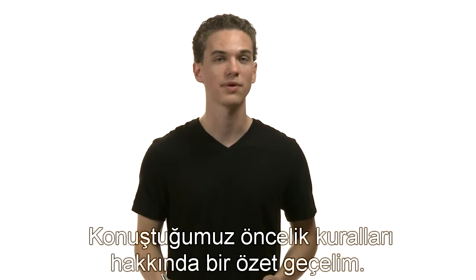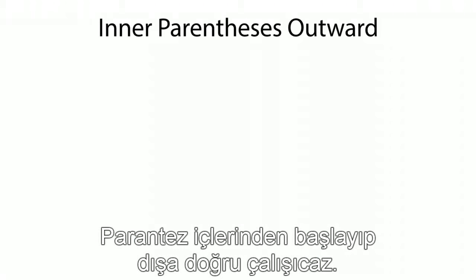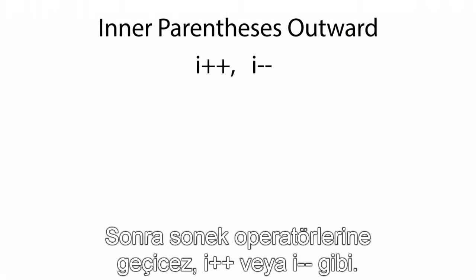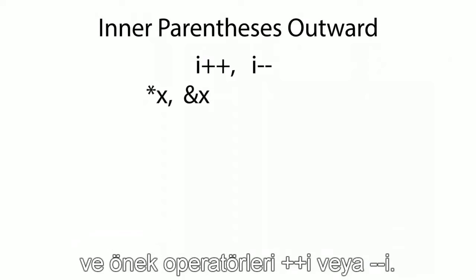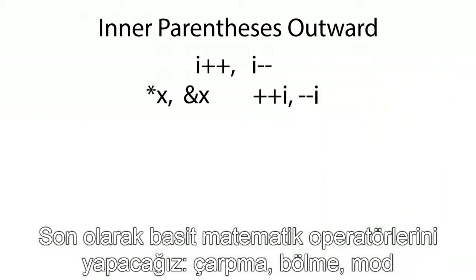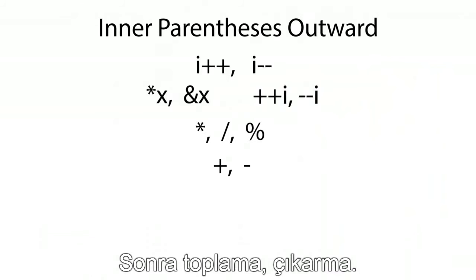Here's a quick recap of the precedence rules that we've talked about. We'll start with the innermost parentheses and work outward. Then we move on to suffix operators like i++ or i--, then dereference and address of operators like *x or &x, and the prefix operators like ++i or --i. And finally, we do the simple math operations like multiplication, division, modulo, then addition and subtraction.